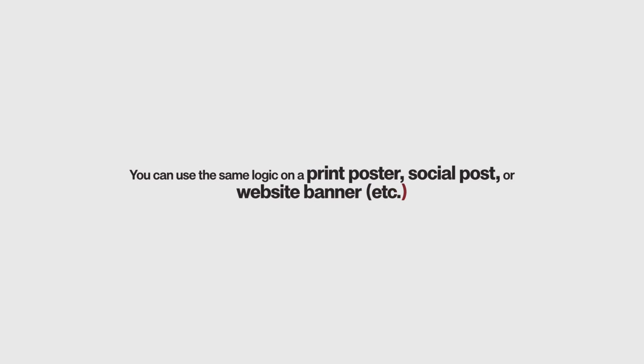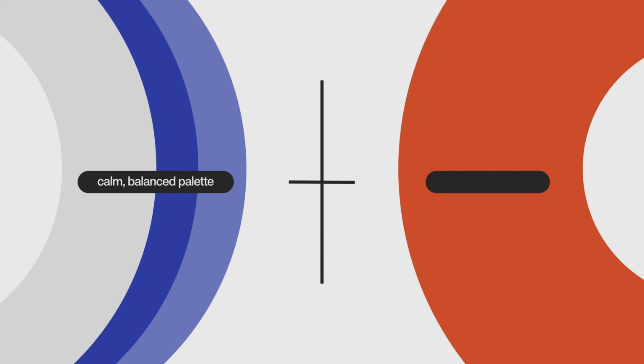But before you think that this only applies to UI, remember that attention is a limited resource in any kind of design niche. You can use the same logic on a print poster, a social post, or website banner, or pretty much anything. Start with a calm, balanced palette, then reserve one powerful accent for your key element.